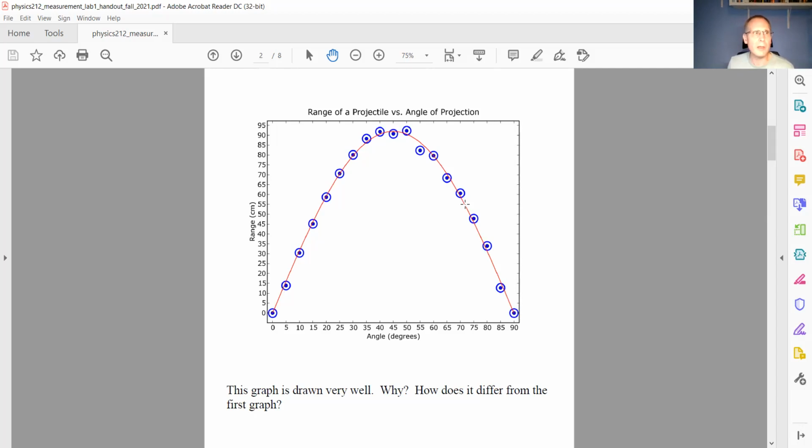The things that are going to be important for you guys is that you have labels with units, a title, and some curve of best fit. Typically, it'll be like a line of best fit or maybe a quadratic, like a parabola, things like that.